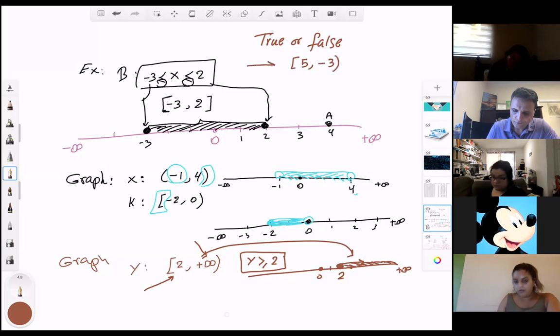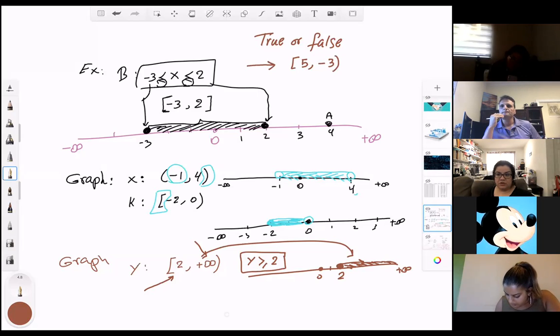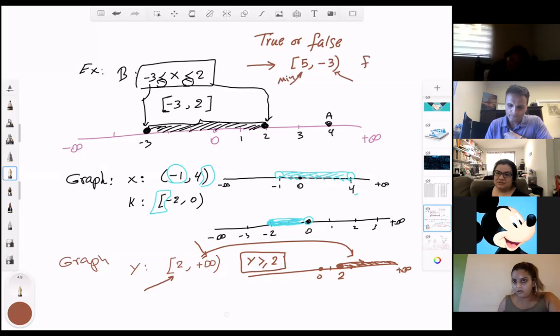Is this true or false? Can I write an interval like 5 to negative 3? No. There's no way to go around the world to come back to negative 3. So when we have interval notation, the minimum value should be here and the maximum value should be there. So this is false.